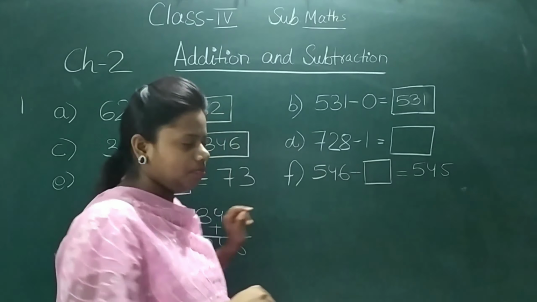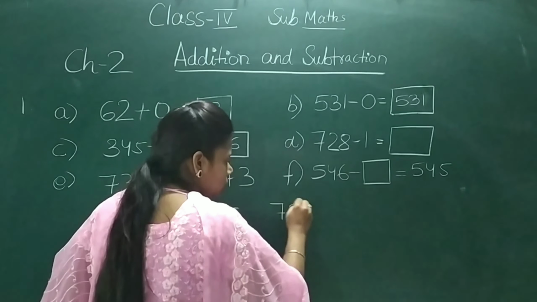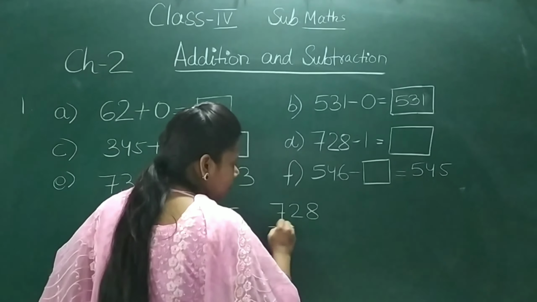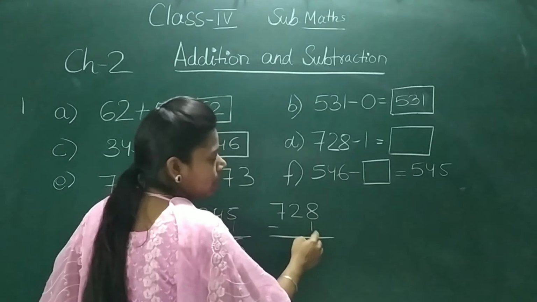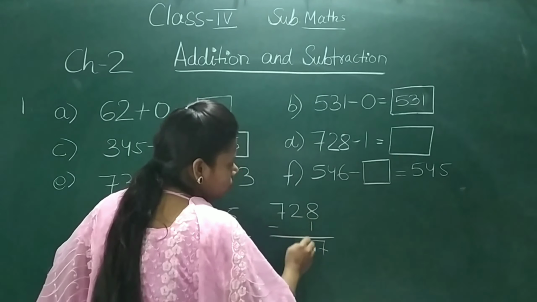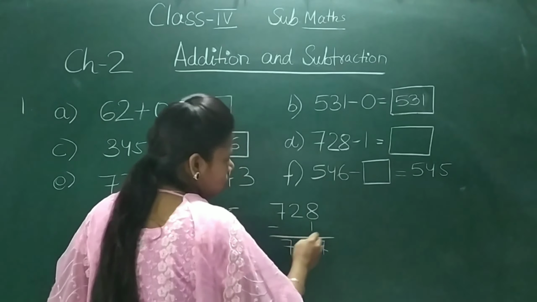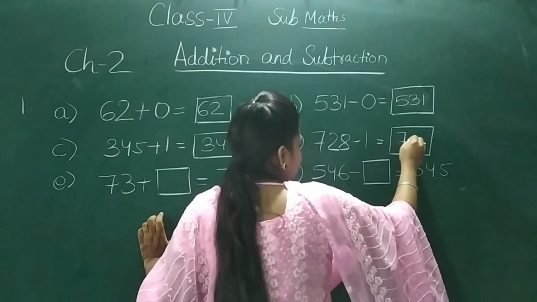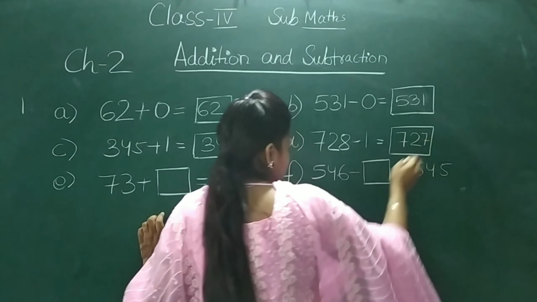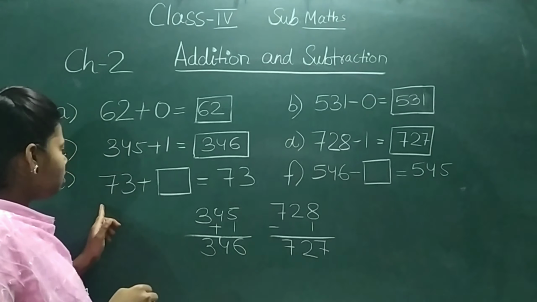728 minus 1. Now see here, you will write 728 minus 1. 8 minus 1 is 7. Then 2, then 7. So your answer will be 727. Now let's see number E.